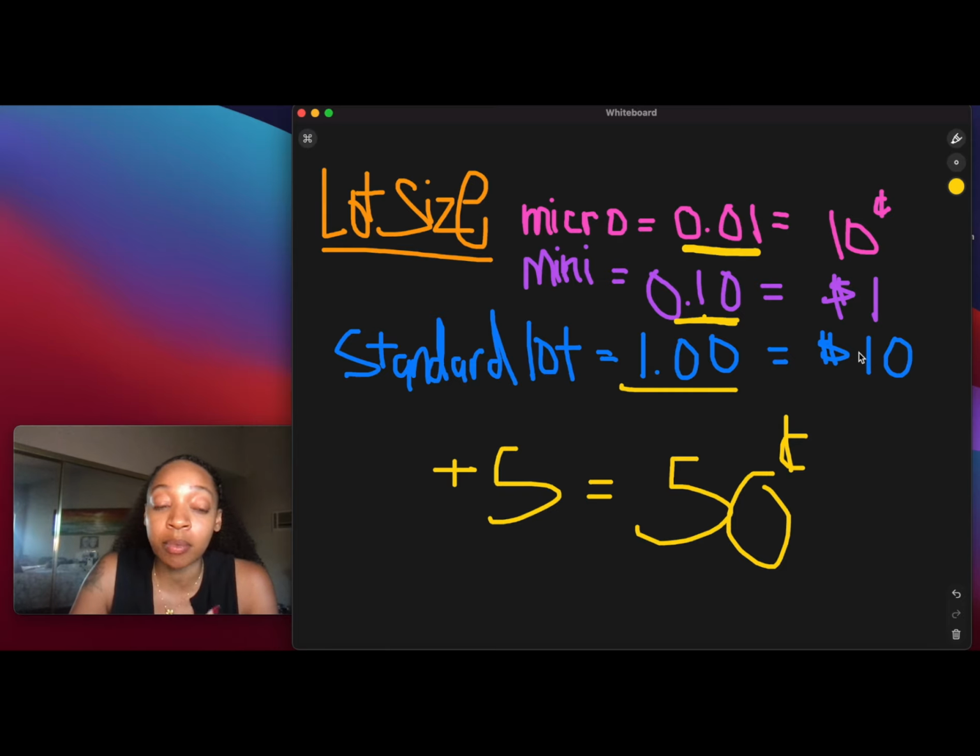Like I said, I'm going to keep saying, make sure you triple check your lot size before you place any trades. So this is $1. Let's do the same math. We're just going to keep it easy for the sake of understanding, because that's what we're here for. Or actually, I could just go backwards, right?